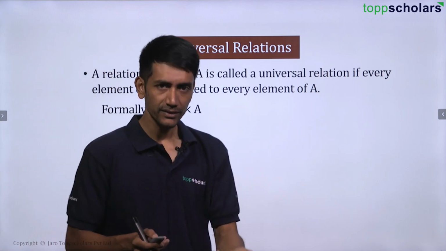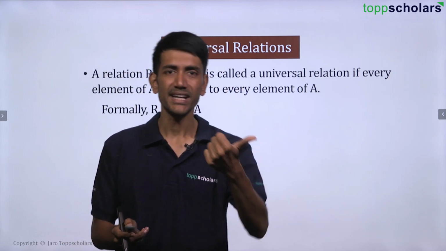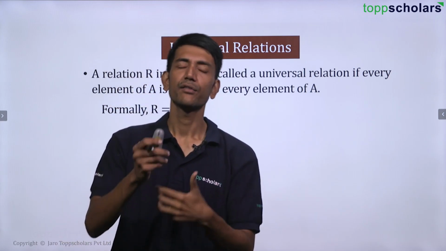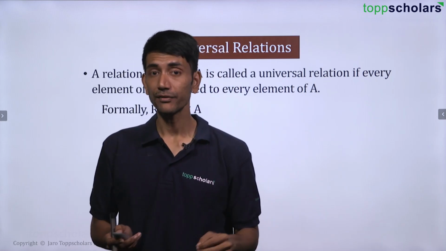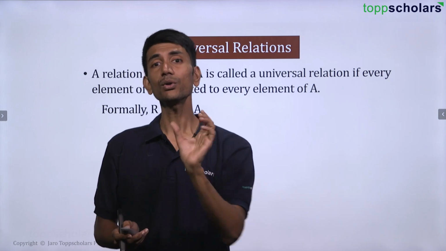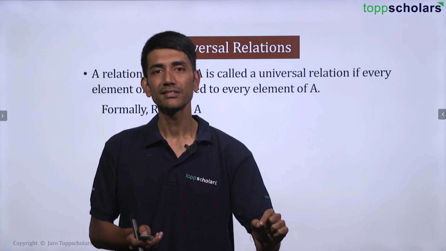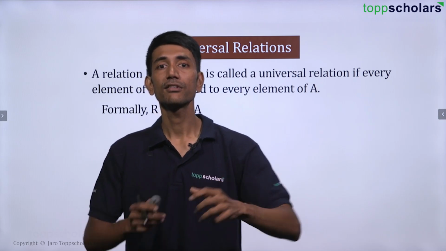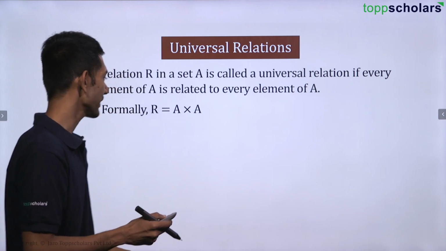Even if you have two different sets, say for example set A and set B. So R is a relation from set A to set B. And if you want a universal relation, then R generally is a subset of A cross B. But if R is equal to A cross B, then we can say that that particular relation is a universal relation, right? Okay. So A cross A.